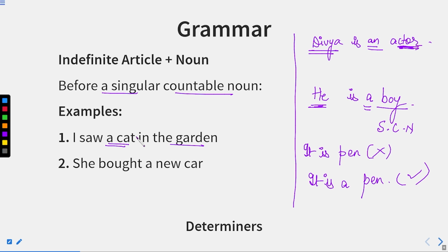She bought a new car. So again, car is a noun and a new car. So a is important over here.